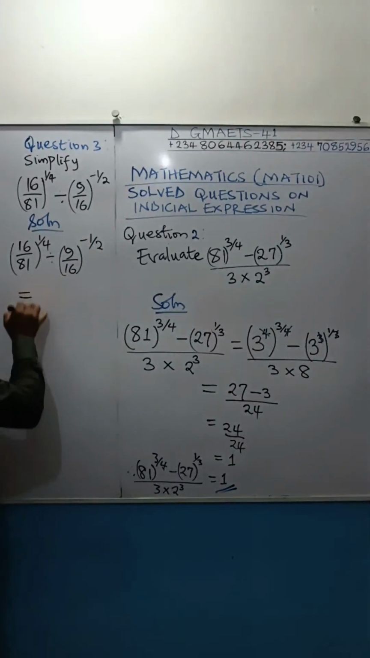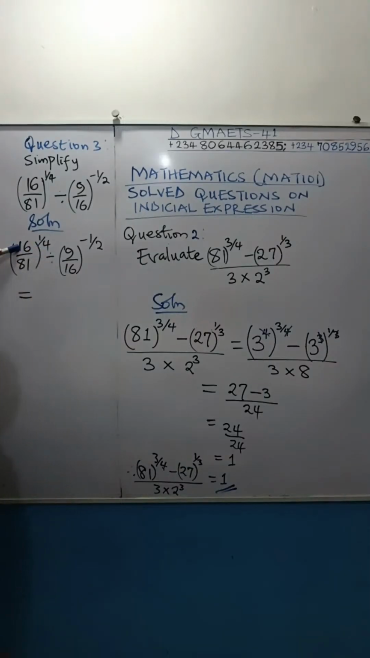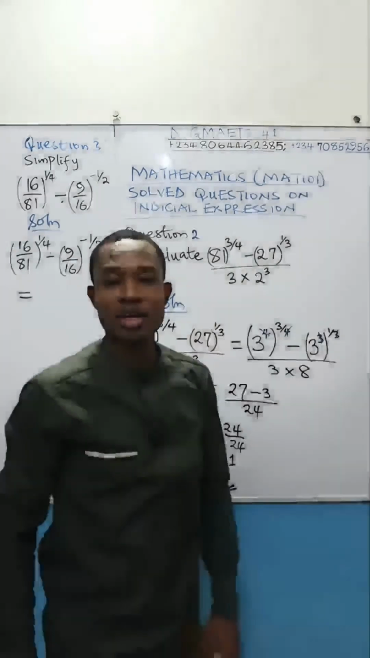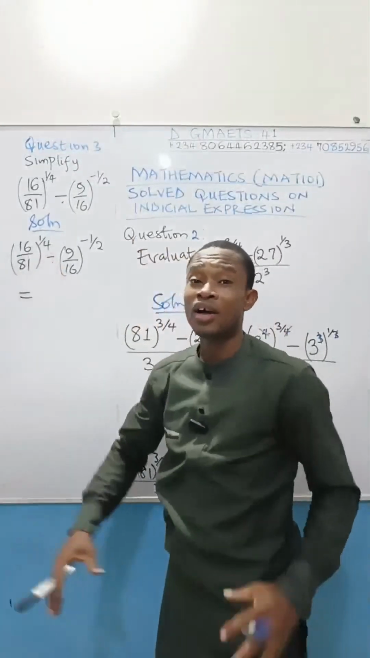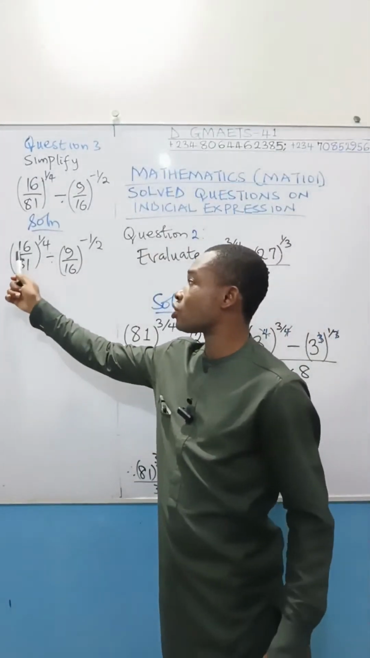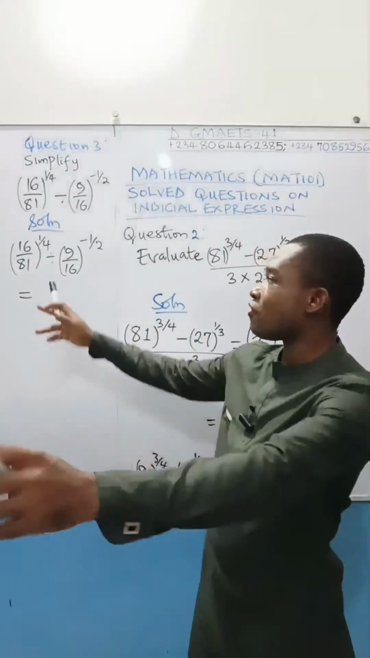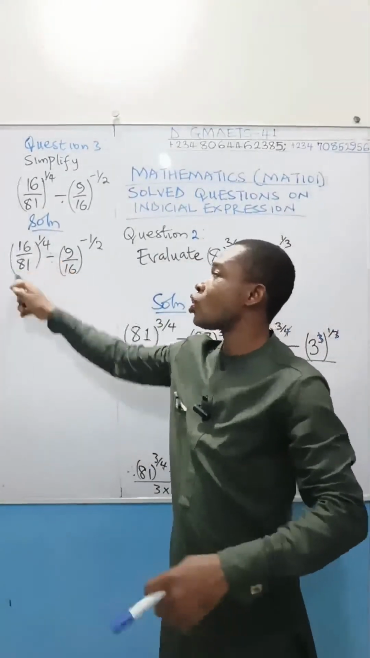This is going to be equal to, here, you can take the 4th root of 16 and also take the 4th root of 81. Remember, I told you if you have a fractional power, the law says you should take the denominator root of the base. The base is 16 over 81. So I can decide to convert this into 4th root of this whole term.